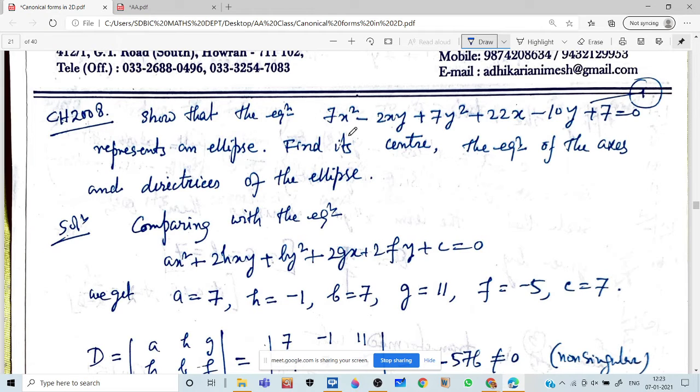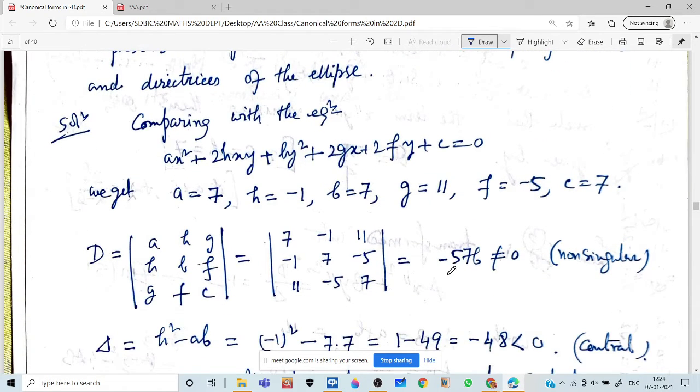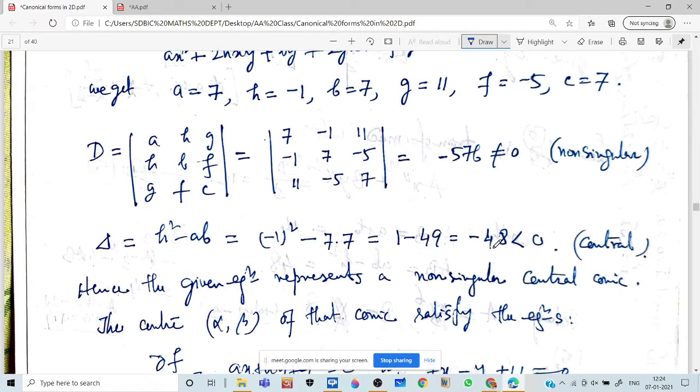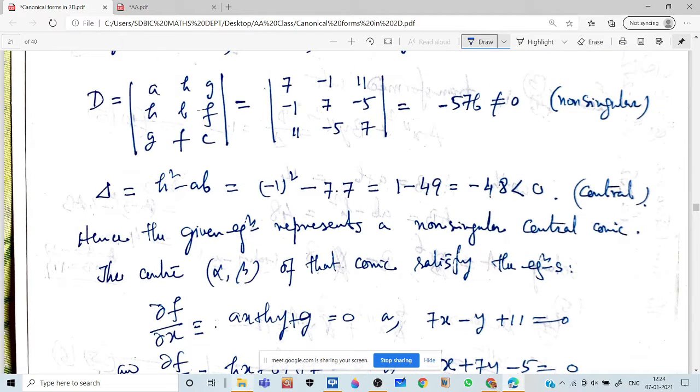So the equation 7x square minus 2xy plus 7y square equal to this depends on ellipse. Find its center, equation of axis, and directrices of the ellipse. So comparing this, d is equal to this, h is equal to negative, d is equal to negative, capital delta equal to negative. So this is the central conic. So this equation is a central conic.